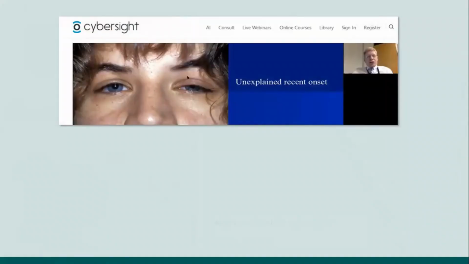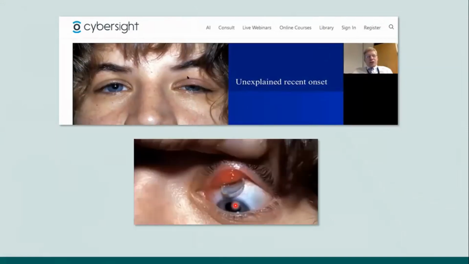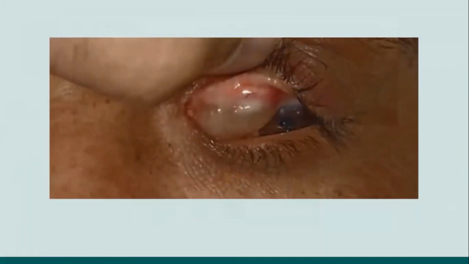This is one of the CyberSight lectures. The CyberSight website has four wonderful lectures about ptosis. In this photo, the speaker is talking about an acquired ptosis in this lady. And by eversion of the upper eyelid, he found what? A contact lens slipped in the upper fornix, causing papillary reaction and inflammation in the area. That's why she developed this inflammation and mechanical ptosis. Of course, she doesn't need any ptosis surgery.